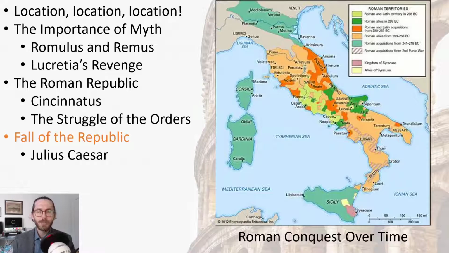Oftentimes, the common people, the plebeians and the common folk, viewed the Senate, right? And the Senate was led by the patricians, those aristocrats. They viewed the Senate as unresponsive, as uncaring about the problems that afflicted the lower classes.